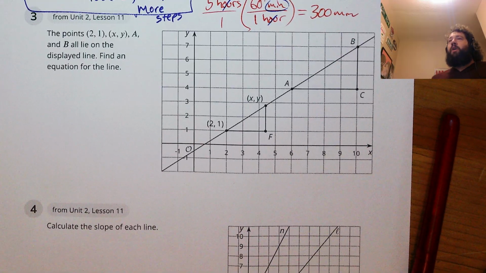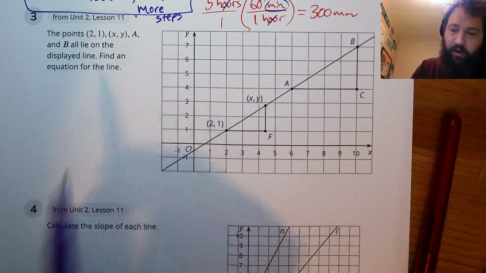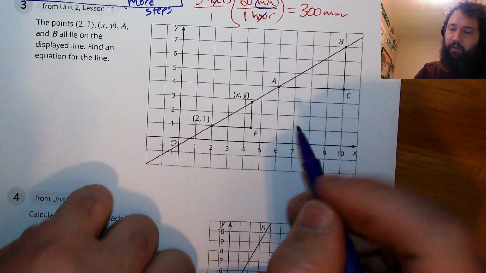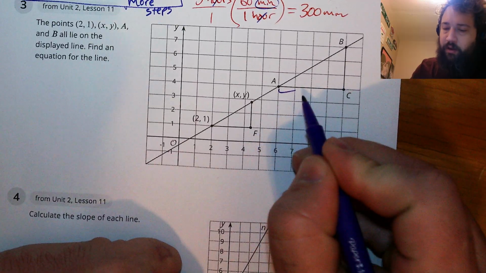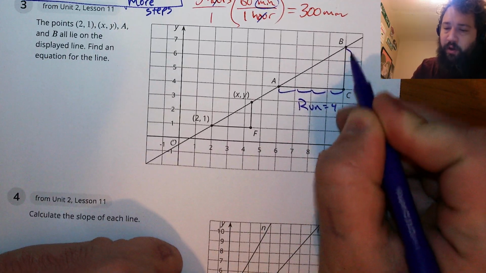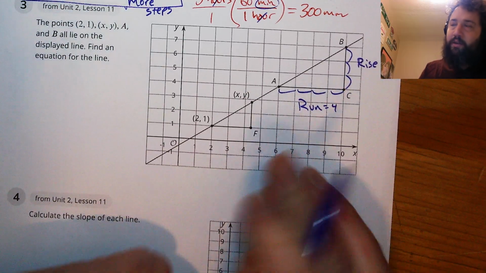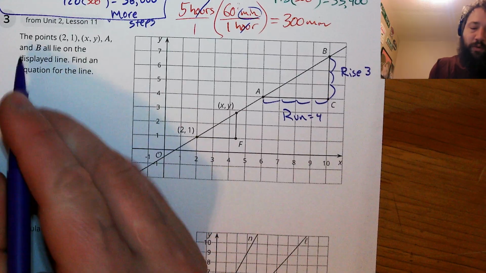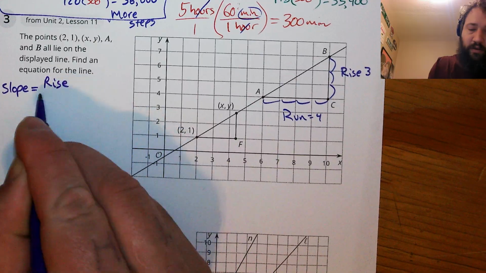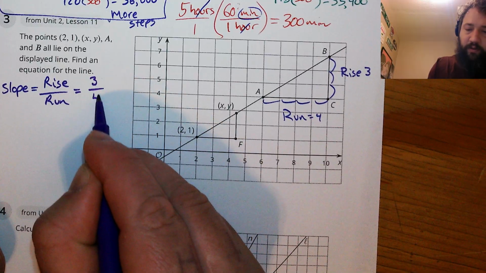All right. The points (2, 1) and (x, y), a and b all lie on the line. Find an equation for the line. Oh, we love these. So immediately I want to know my slope. I know that my run here equals 4 and my rise equals 3. So my slope, I know my slope always equals rise over run, and that is 3/4.